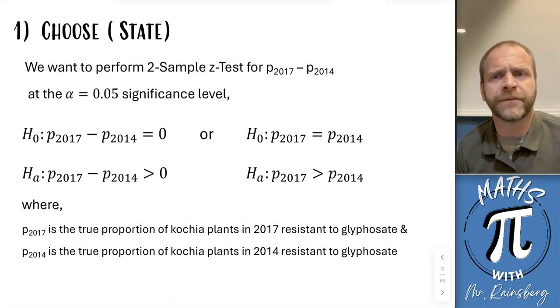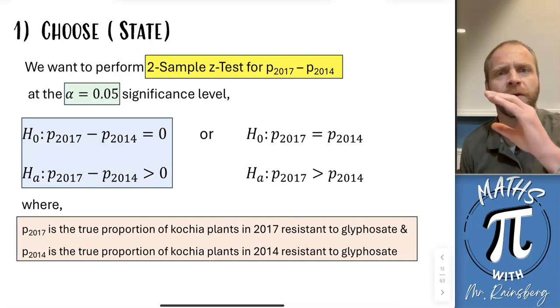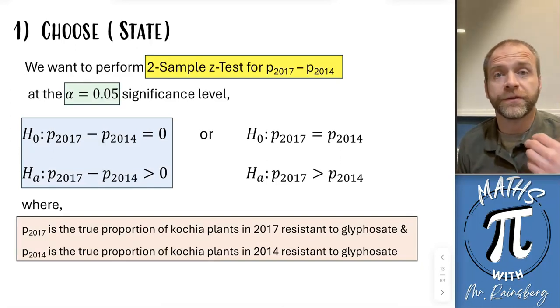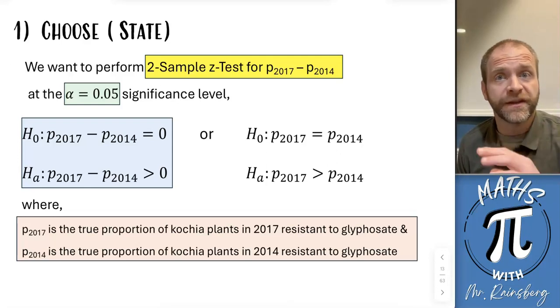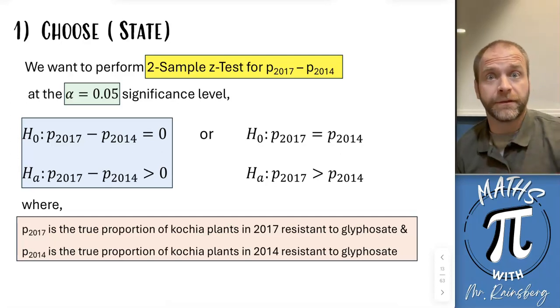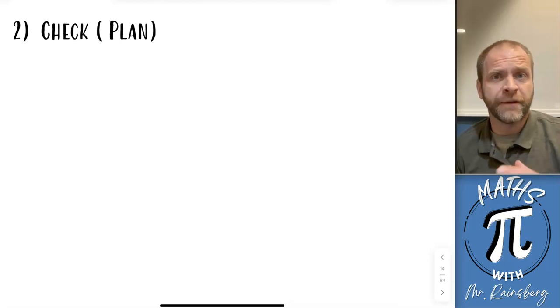I'm choosing what I'm dealing with, and I go through. Now, you can see I have everything highlighted here, and these are the four main criteria they're looking at when they're dealing with this choose. You want to state the test you're dealing with, the significance level, the hypotheses, and define your variables. Really important. And make sure you're using the context, and that context was given to us in that last question of the prompt. So the next part is going to be dealing with our check. We're going to look at what we call the plan step.